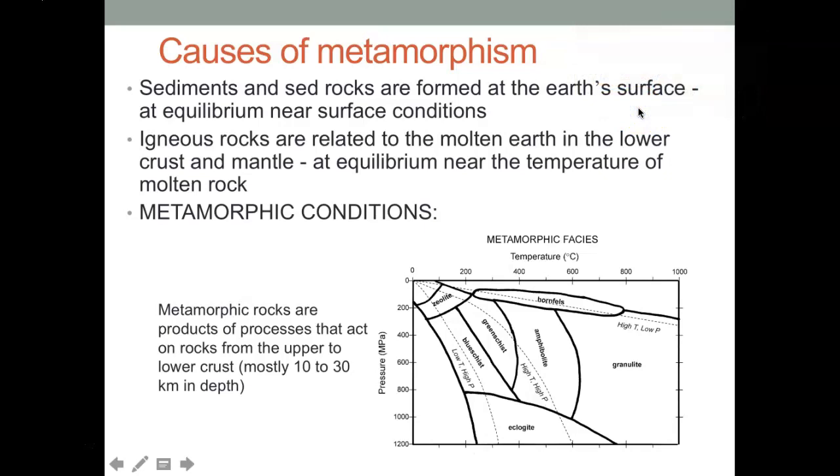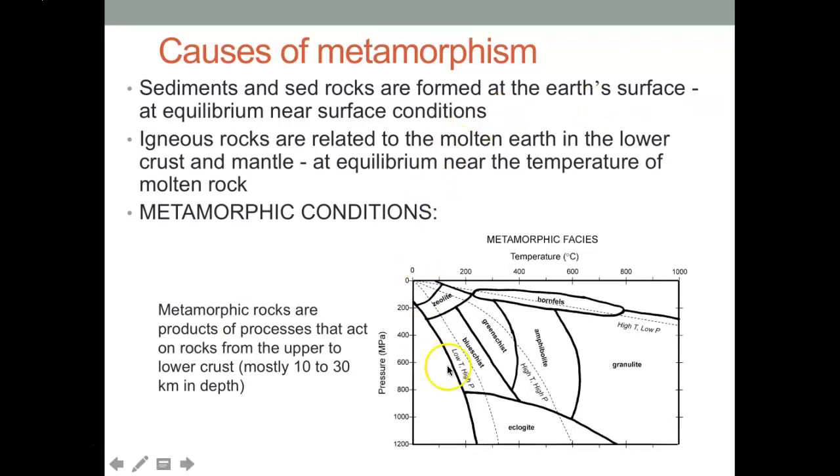Sediments and sedimentary rocks are in their happy place at the Earth's surface, right? Igneous rocks are going to be at equilibrium at the temperatures in which they crystallize. So if you take sedimentary rocks away from the surface and squeeze them and add heat, there's going to be a change. If you take igneous rocks and you squeeze them and you heat them, there's going to be a change. So the diagram below shows those different metamorphic conditions.